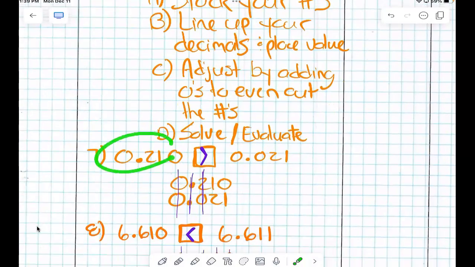Okay, so this number and this number, are they stacked? Yes. They stacked down below here? Yes. What do we know about the zeros? They're the same. Decimals lined up? Yes. What's bigger, 2 or 0? 2. Am I done? Yes. I now know that the 210 thousandths is bigger, right? Yes.